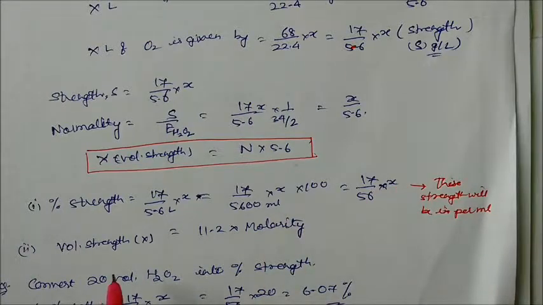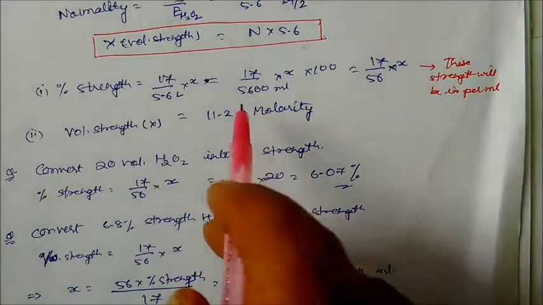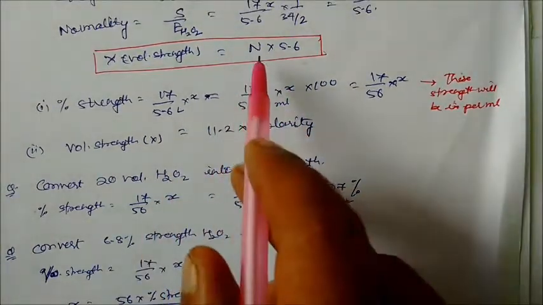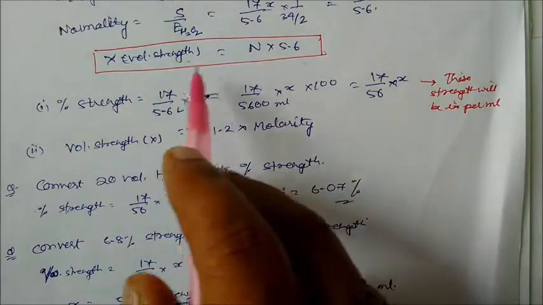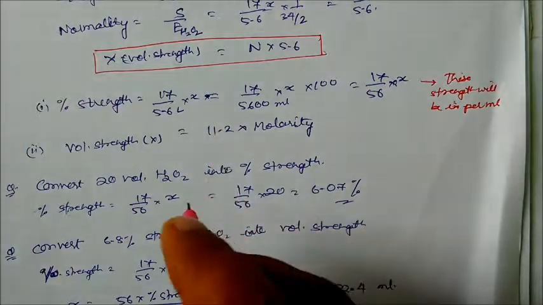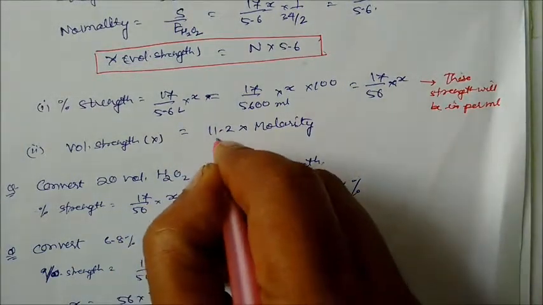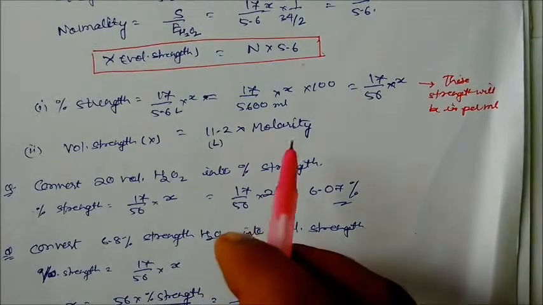And volume strength in terms of molarity will be 11.2 into molarity. Instead of normality, normality is nothing but molarity into n factor. The n factor of H2O2 is 2. So write here molarity and multiply 5.6 by 2. So keep in mind this is in liter: 11.2 liter multiplied by molarity.